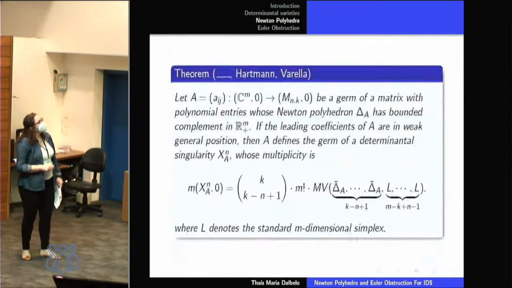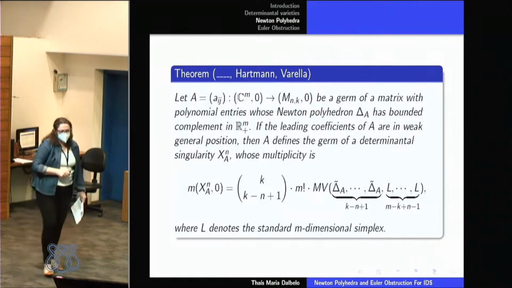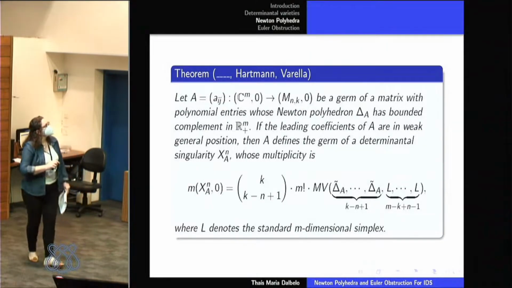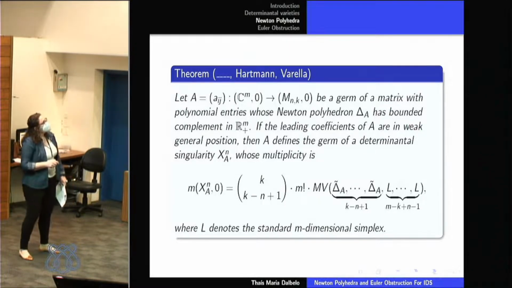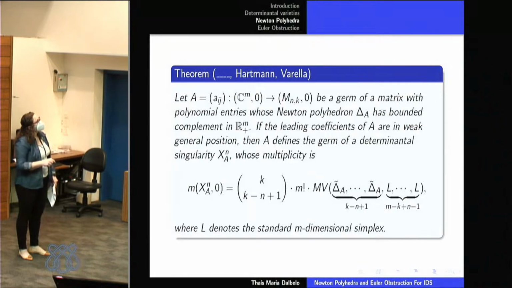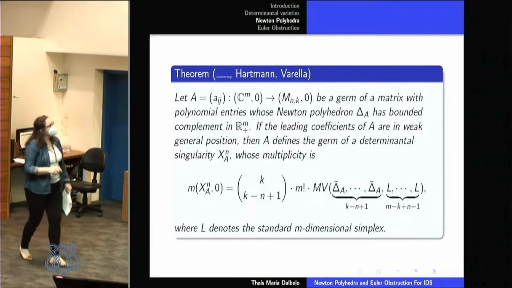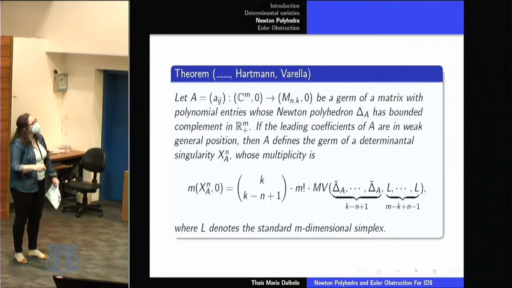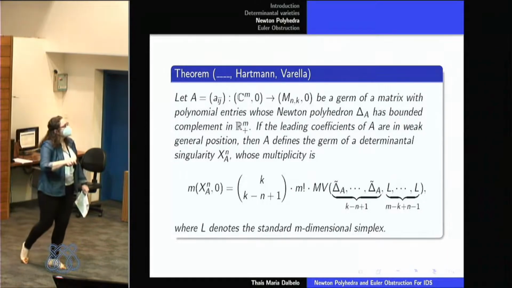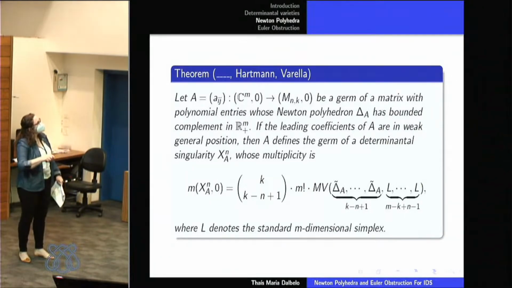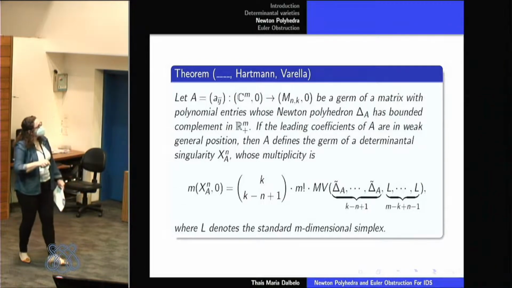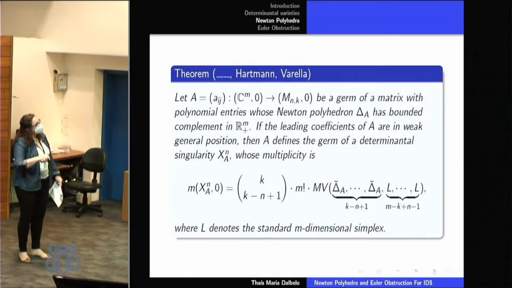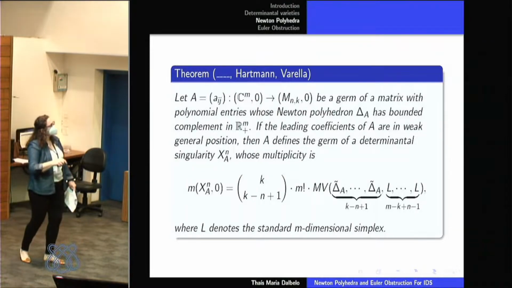Using these concepts and the result proved by Esterov, we can present this result. Let A be a germ of a matrix with polynomial entries whose Newton polyhedron, ΔA, has bounded complement in R^m. If the leading coefficients of A are in weak general position, then A defines a germ of a determinantal singularity whose multiplicity is given by this expression.